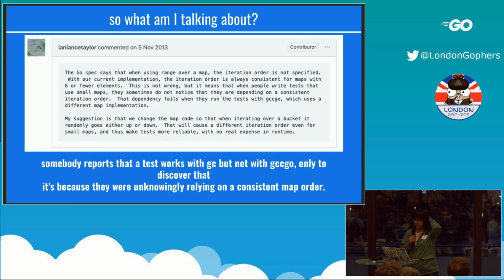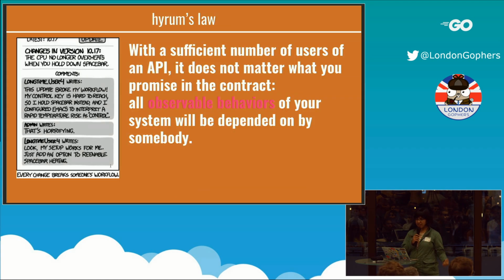This is someone reporting an issue on GitHub saying that the iteration order showed different behavior with the Go compiler and the GCC Go compiler, and it was because someone was relying on a consistent map order, which was not true. So I want to talk about Hyrum's law, from an engineer at Google who has his own law. With a sufficient number of users of an API, it does not matter what you promise in the contract, all observable behaviors will be depended on by somebody.